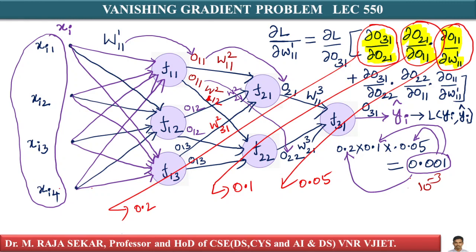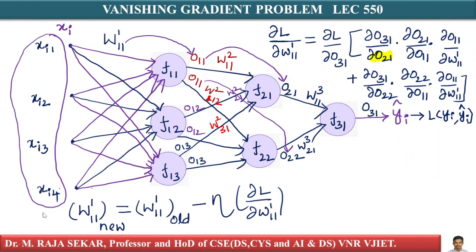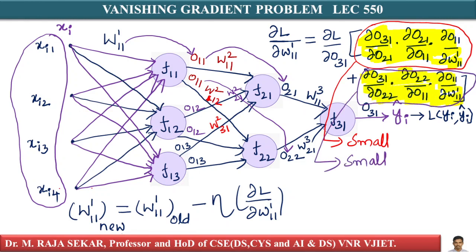We are using an update equation. What is our update equation? Our update equation is W11 new equals W11 old minus eta into dou L by dou W11, isn't it? How can I calculate this dou L by dou W11? This is the formula. Just check it out. This one. This is the formula.